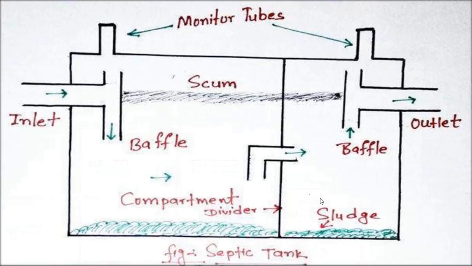So here is the scum level. This is the sludge. This is the compartment divider. This is the baffle wall. So its baffle wall should be above the scum level. Then these are the monitoring tubes, from which we are monitoring. This is the inlet, this is the outlet.